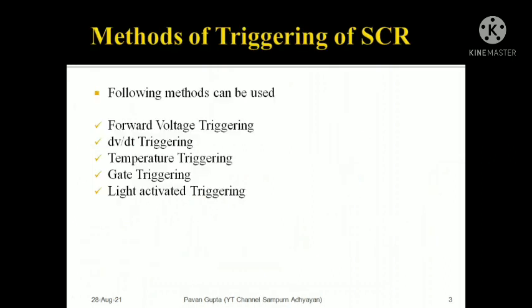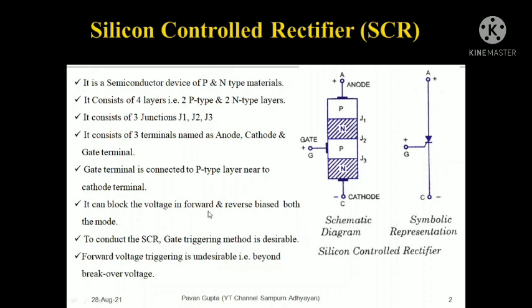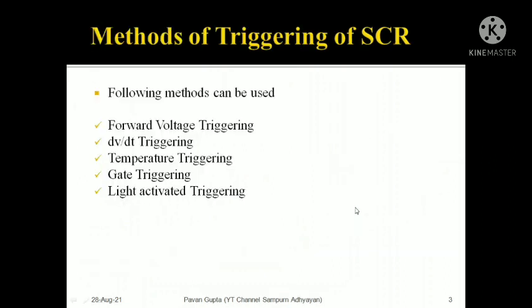The third method is temperature triggering. If you apply an anode to cathode voltage while it is still in the forward blocking mode, a leakage current will flow, and that leakage current will create some losses in the layers, causing a temperature rise across all these layers. When a certain amount of leakage current flows and there is a continuous temperature rise in the layers, free charge carriers come into action, and that will also allow the anode to cathode conduction. So it is called temperature triggering.